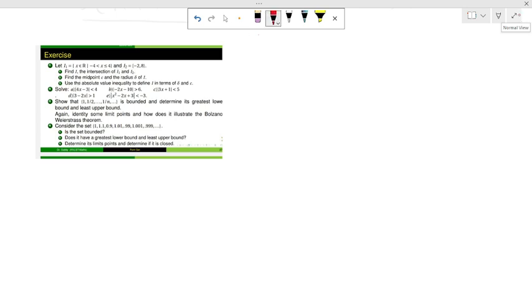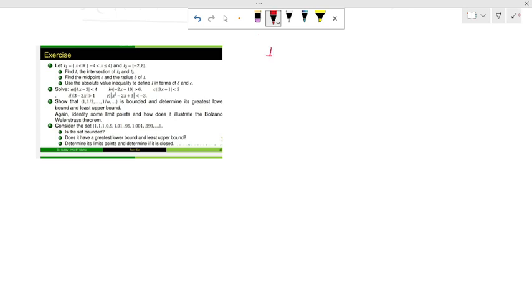The second says find the midpoint C and the radius delta of I. The third one says use the absolute value inequality to define I in terms of the radius delta and C. So now let's see how we're going to solve this problem.